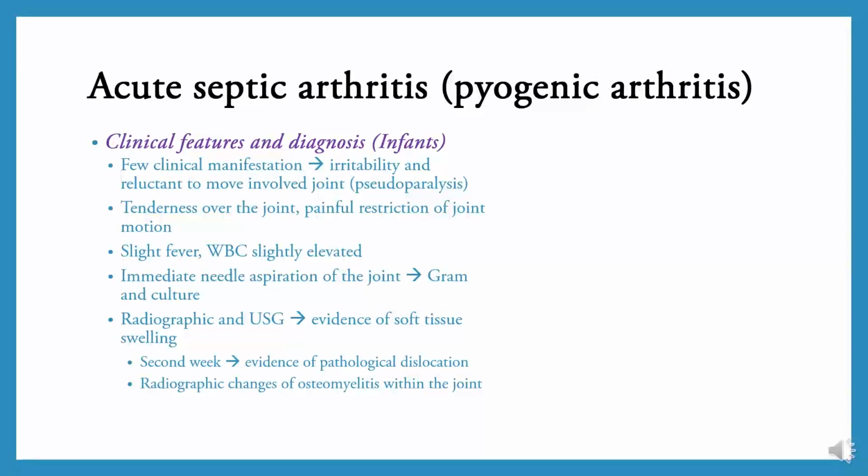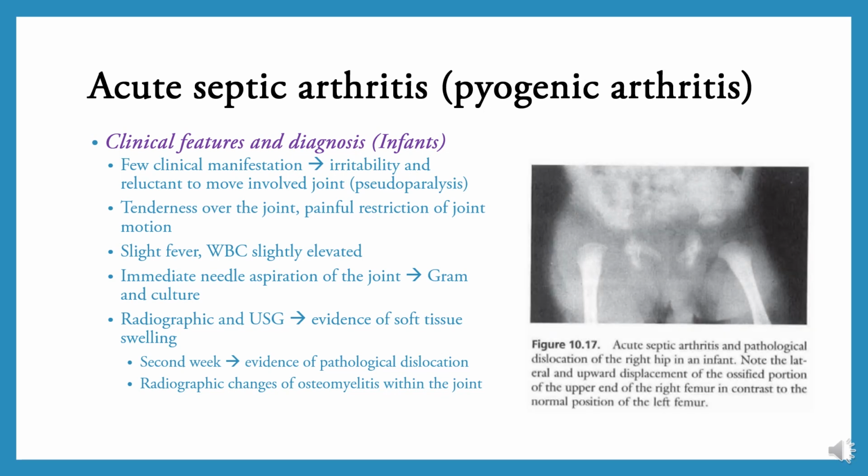Clinical features and diagnosis in infants. There are a few clinical manifestations such as irritability and reluctance to move the involved joint, or pseudoparalysis, tenderness over the joint, painful restriction of joint motion, slight fever, and slightly elevated white blood cells. There is also immediate needle aspiration of the joint for smear and culture. In radiographs and ultrasonography, there is evidence of soft tissue swelling.